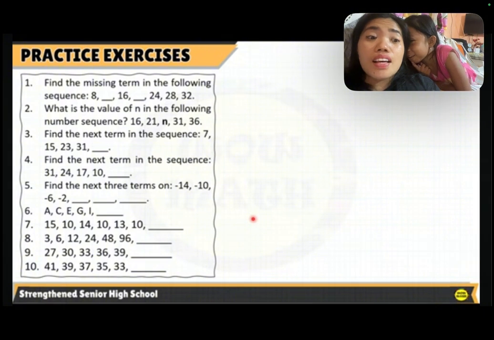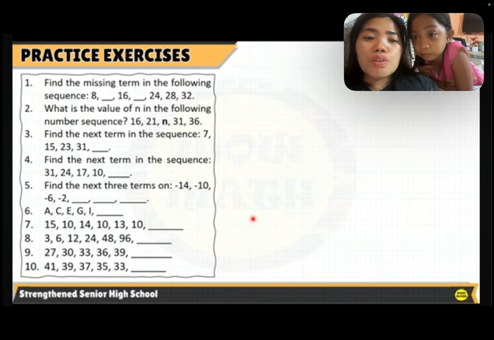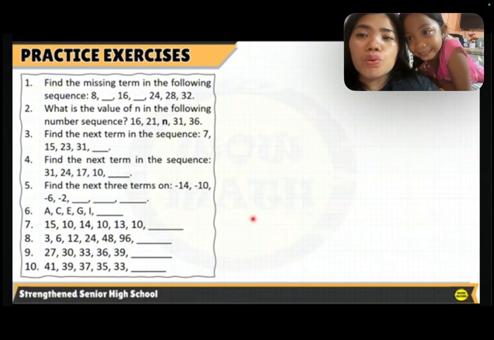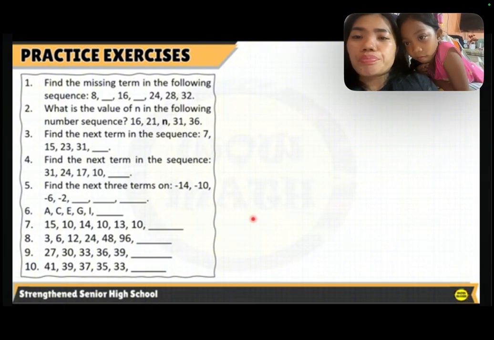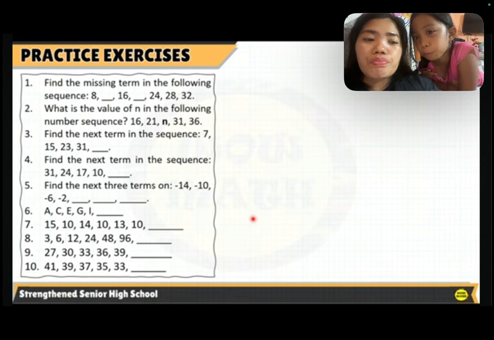Number 3, find the next term in the sequence 7, 15, 23, 31, then blank. Number 4, find the next term in the sequence 31, 24, 17, 10, then blank. Number 5, find the next 3 terms: negative 14, negative 10, negative 6, negative 2, blank, blank, blank. Number 6, A, C, E, G, I, then blank. Number 7, 15, 10, 14, 10, 13, 10, then blank.